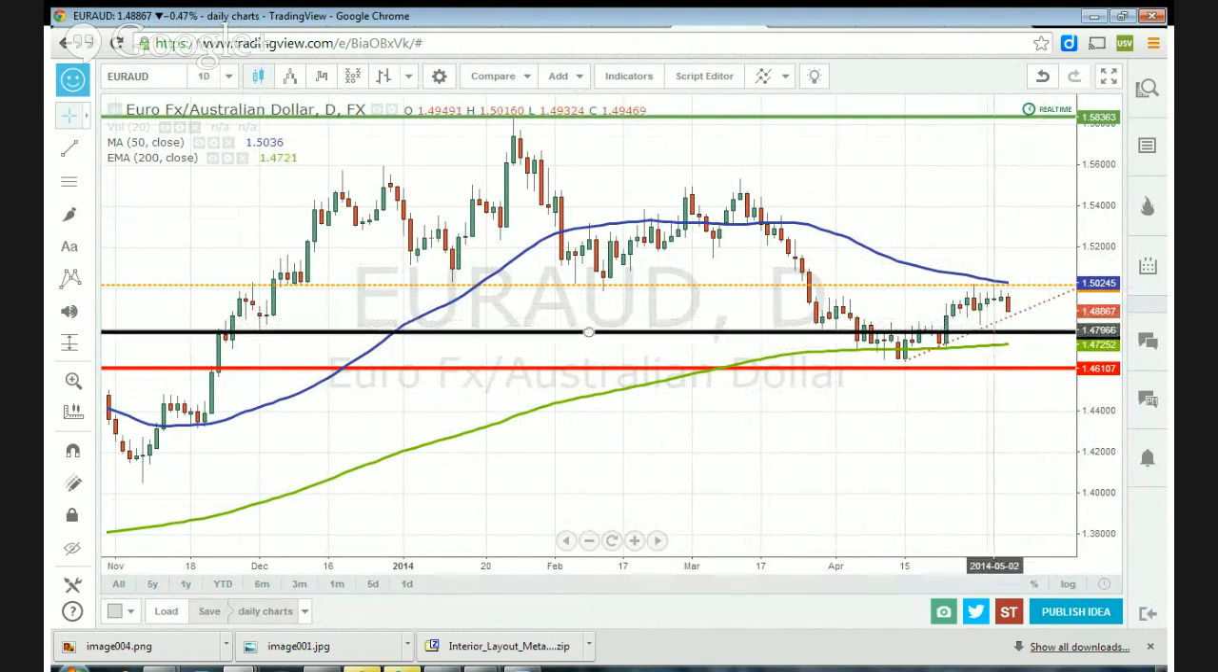Now, it's still slightly above my entry point, so there's a small floating profit, nothing too meaningful, but a little bit because I entered here. Price is now here. So we'll see. I am possibly going to close this one out prematurely if some of my existing orders get filled, which we'll get to in a moment. That's Euro Australian dollar.